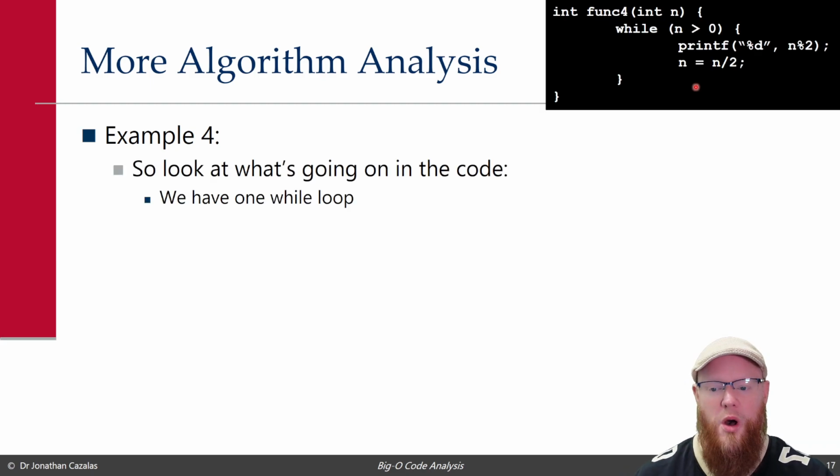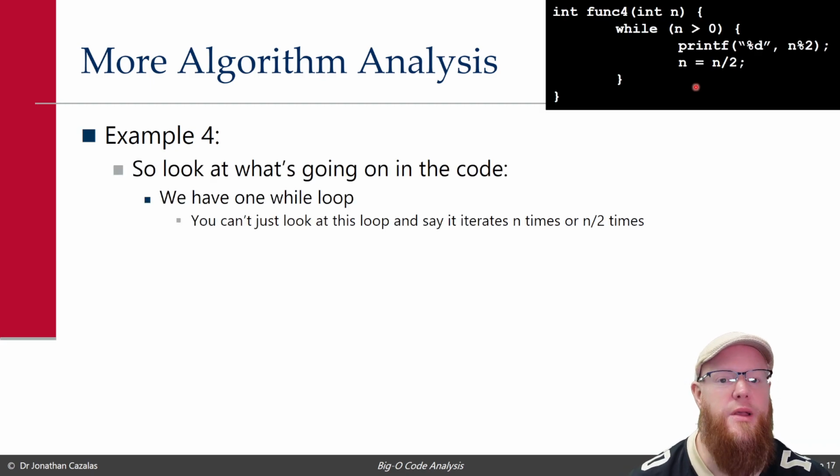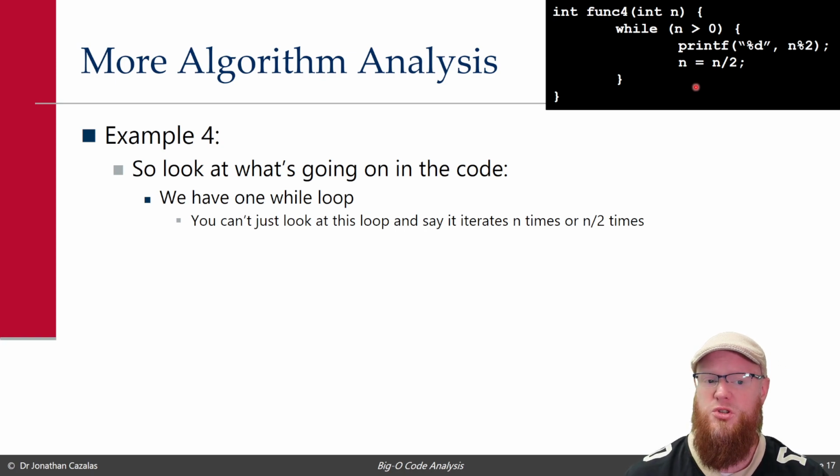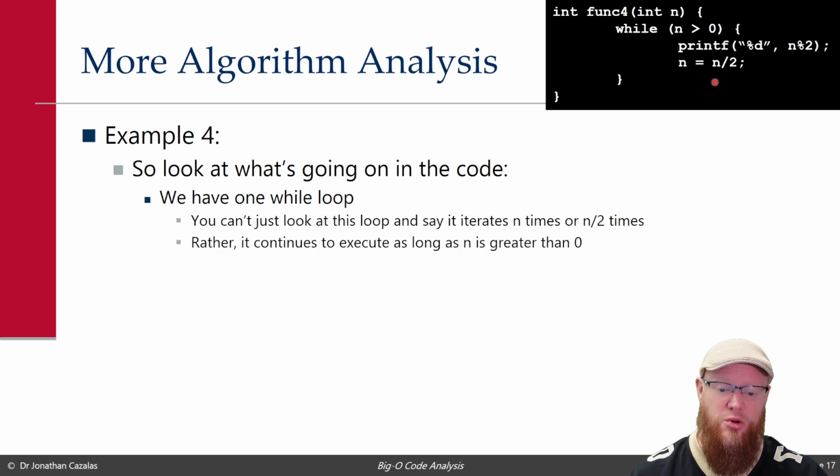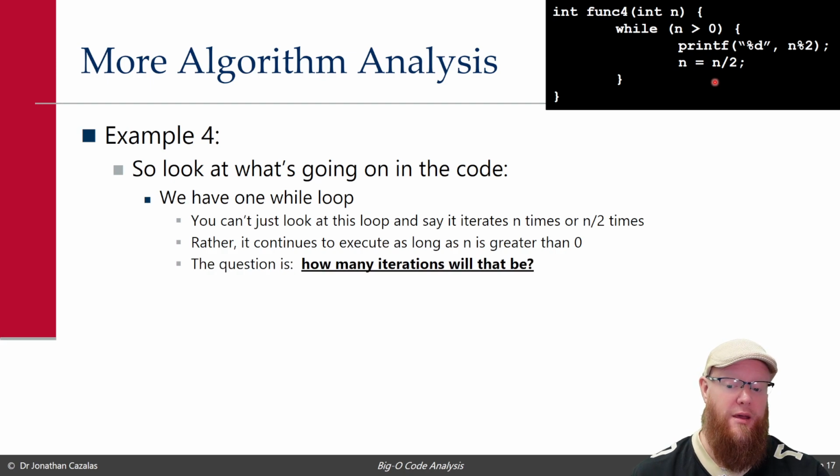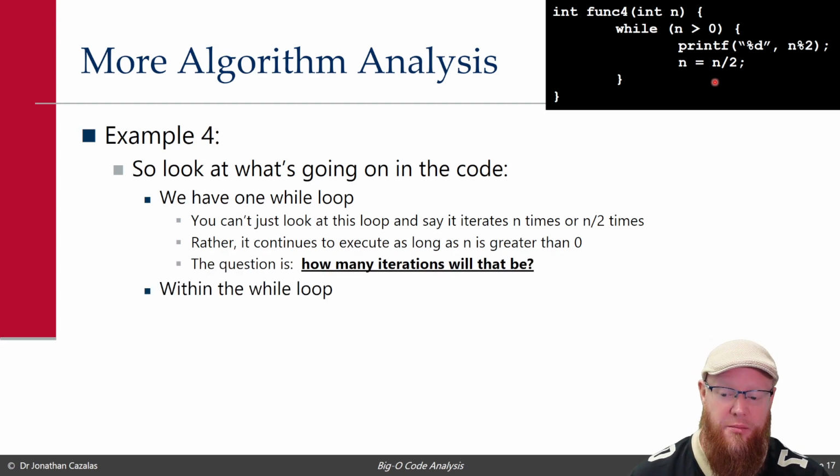So we have this one while loop, but you can't just look at it and say, oh, it runs n times, or maybe n over 2 times, because you see what's happening here, n equals n divided by 2. Rather, this while loop continues to iterate as long as n is simply greater than 0. Okay? Well, how many iterations will that be?